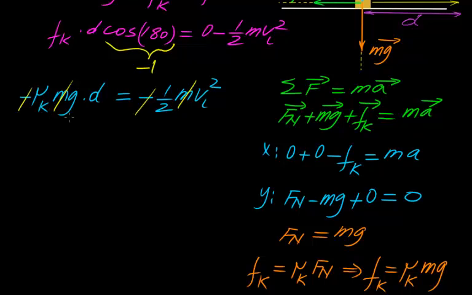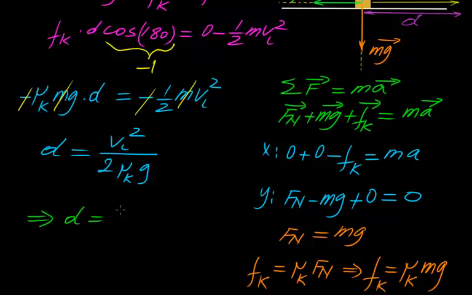Now we can isolate the displacement d by dividing both sides of the equation by mu k g, and the result is v initial squared divided by 2 times mu k g. Solving for the displacement d, we obtain 8.5 meters.